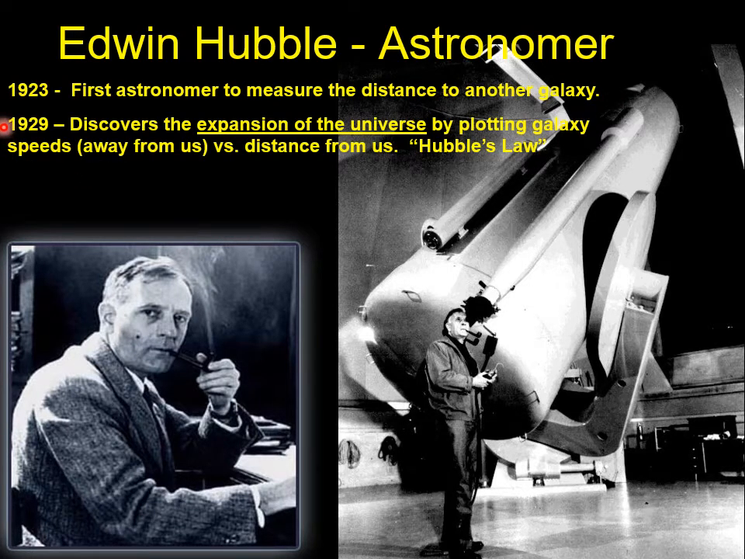Hubble's other big discovery was in 1929. He discovered the expansion of the universe by plotting galaxy speeds, which are all speeding away from us, versus their distance from us, and this relationship is known as Hubble's law, which we will now look at more carefully. By the way, this picture here was taken up on Palomar Mountain. Not sure when, I would guess probably in the 1940s or 1950s, and Hubble visited there often.